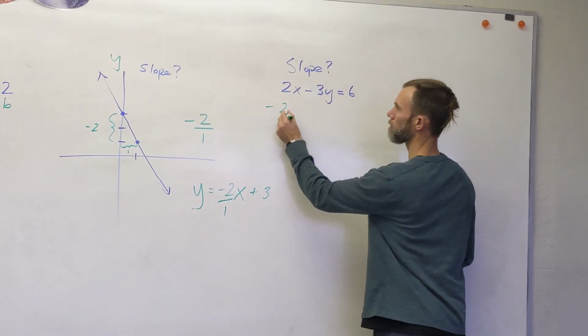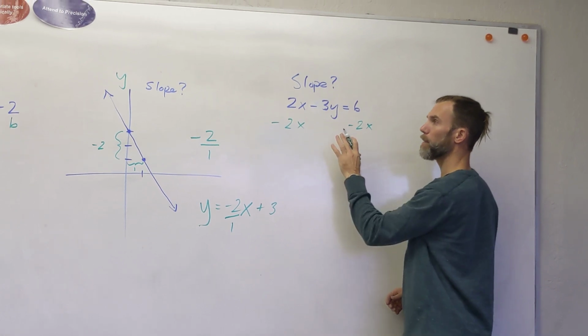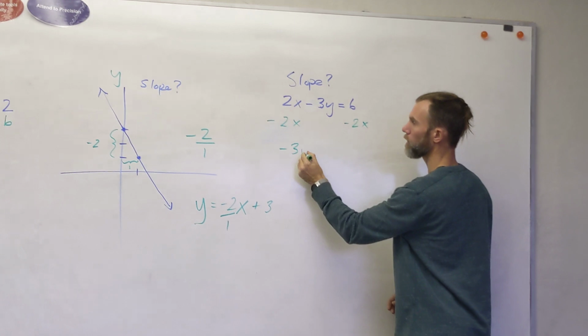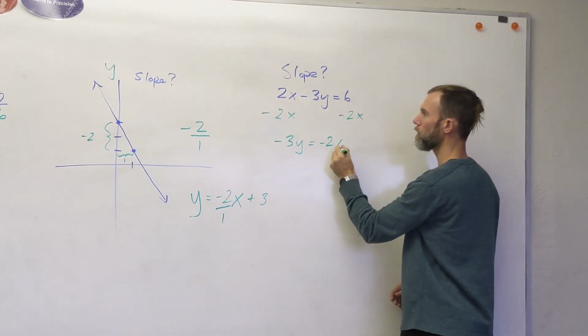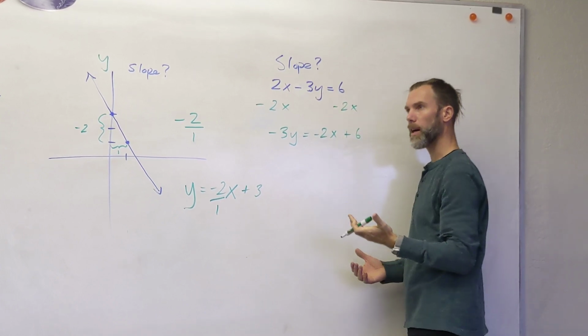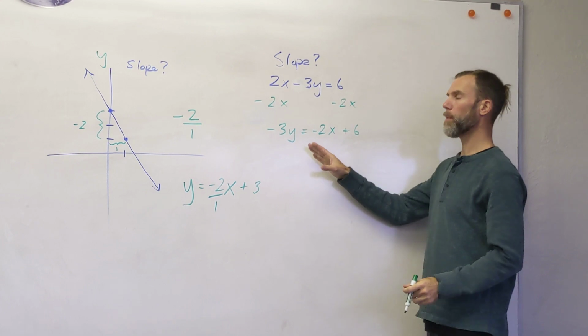So I'm going to do subtraction property of equality here. Subtracting x on both sides. I'm trying to get y by itself, so it's in slope-intercept form. So I have negative 3y equals negative 2x plus 6. Since there's no sign in front of it, it's a positive 6. So we can put a plus 6 here. Okay, is y by itself?